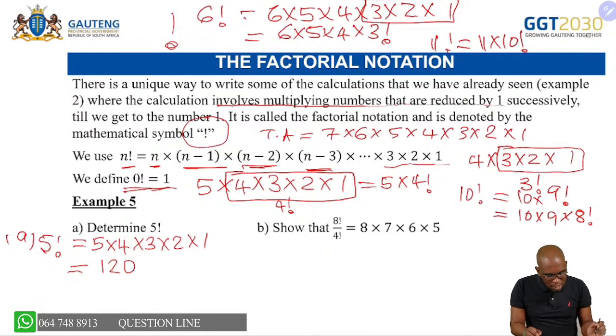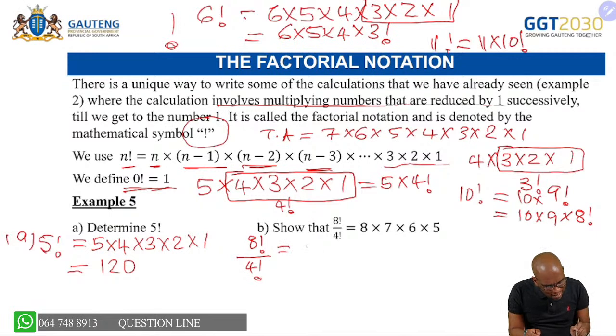Now, let's look at example 2. It says, show that 8 factorial over 4 factorial is 8 times 7 times 6 times 5. Now, if we break this up, 8 factorial over 4 factorial.